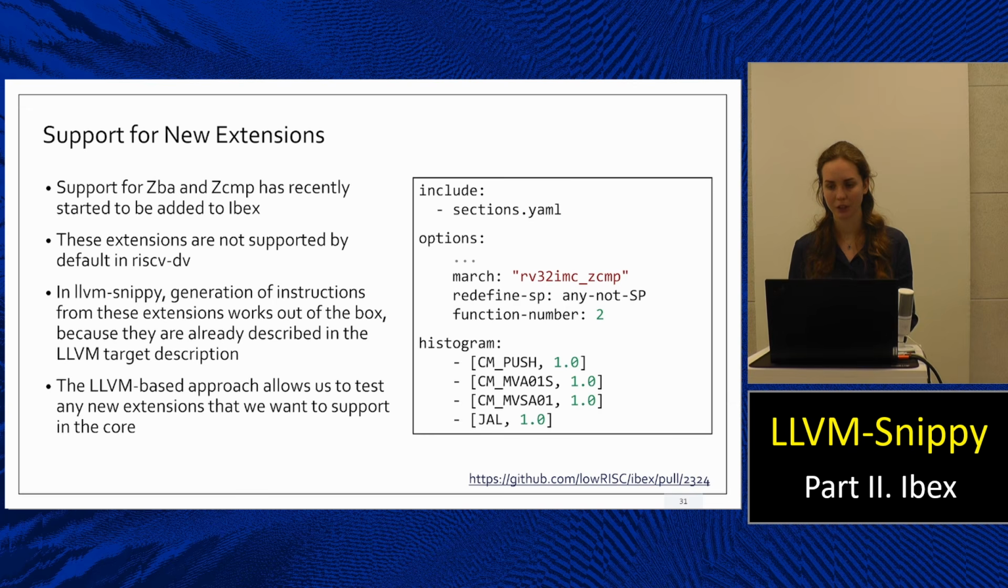LLVM-snippy is convenient here because it relies on the LLVM target description. If an instruction is already described in LLVM, it can be used almost out of the box. We specify the needed march, add the instruction to the histogram, and build tests for the new core configurations.